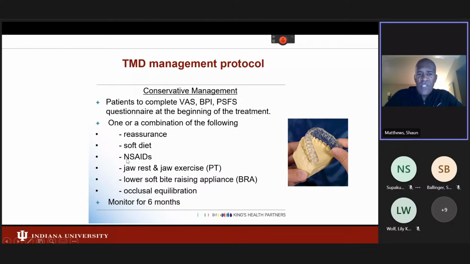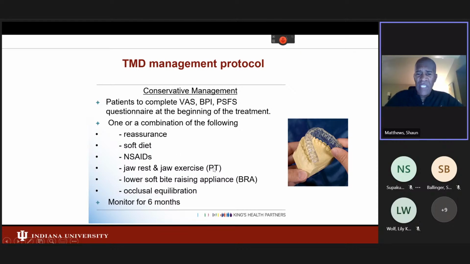The conservative non-surgical management can take several forms. Simple reassurance that they don't have anything terribly wrong with their jaw joints can often be enough. Patients worry about whether they have pathology in their joint, like something sinister, like a cancer. Adherence to a soft food diet. Prescription of non-steroidal anti-inflammatory painkillers.